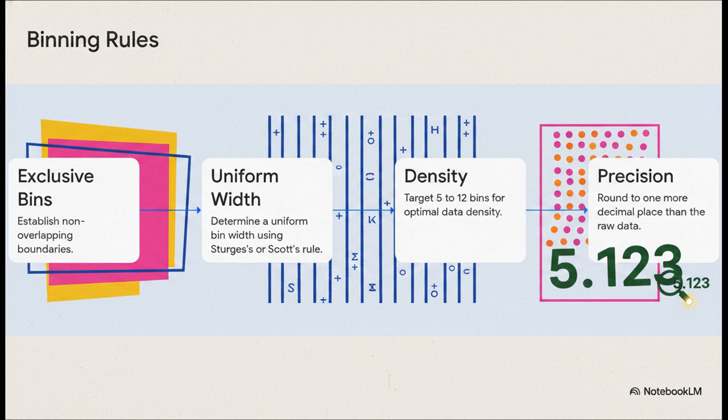But how do we decide what those intervals should actually be? Well, we follow some very precise steps. First, we establish mutually exclusive bins, so absolutely no data point overlaps two categories. Second, we use established mathematical guidelines like Sturges's rule or Scott's rule to find a uniform bin width. Third, we generally target between 5 and 12 bins for optimal density. This prevents our data from looking either too overly smoothed out or wildly choppy. And finally, we round to one more decimal place than our raw data to make sure we preserve true resolution.